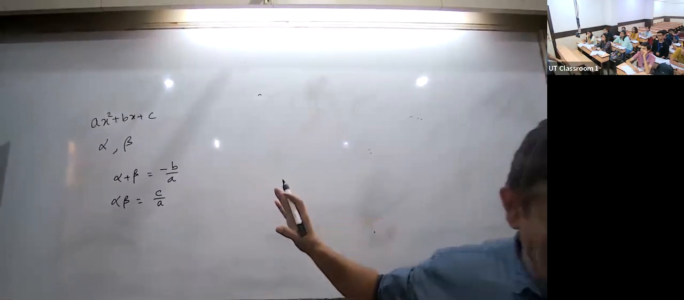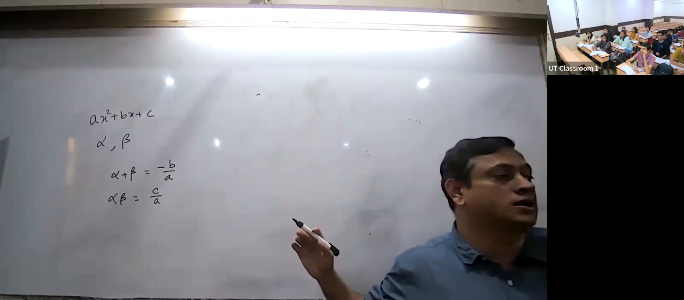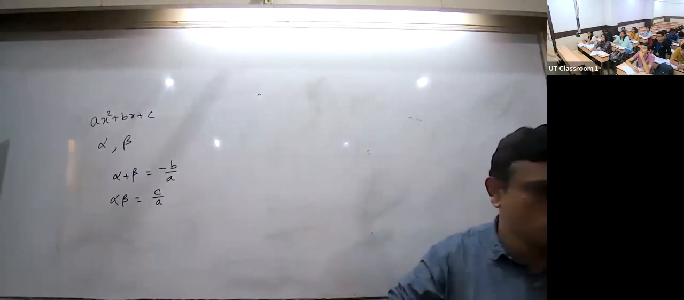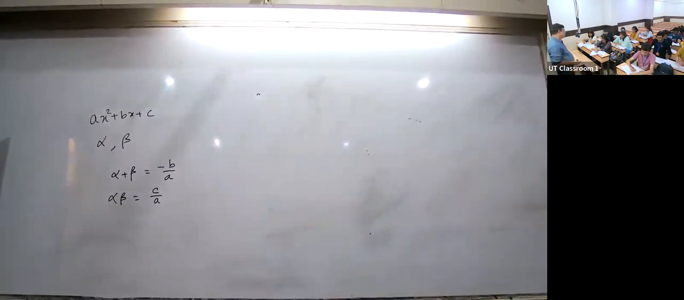Verification means don't write minus B by A and C by A. You do it by which one? The same, because they ask to verify. So you have to show this one. All these questions we are going to do. So write below.